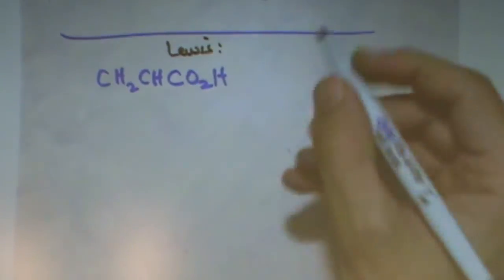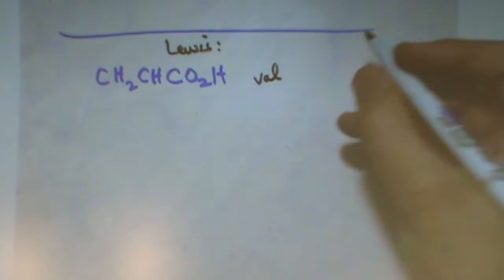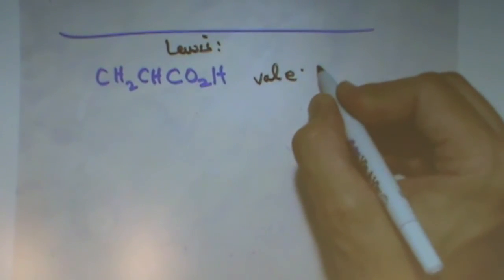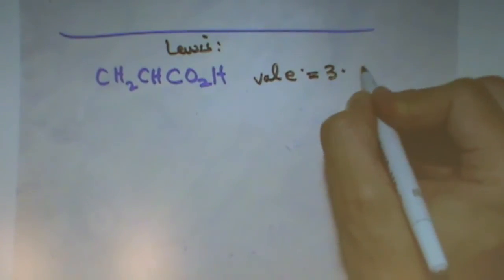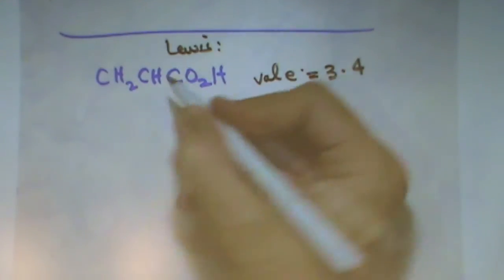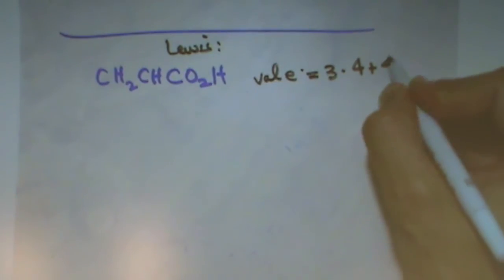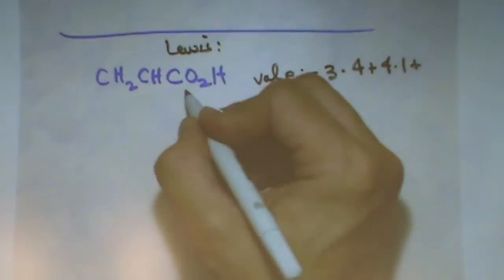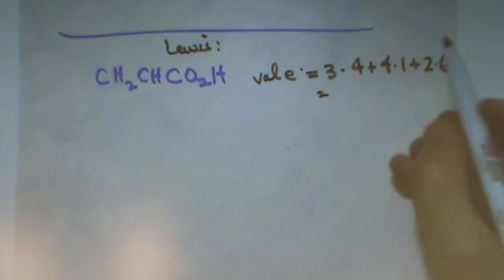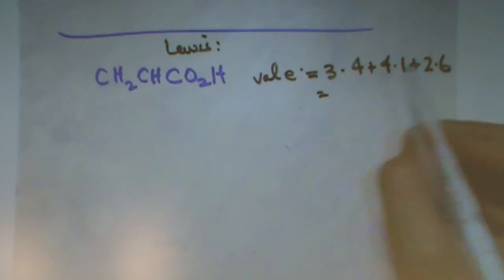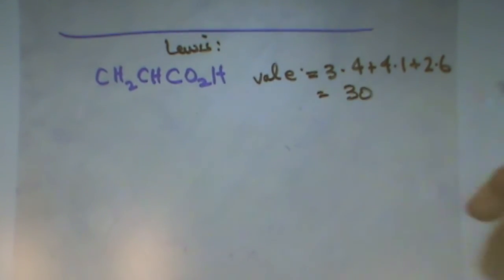Okay? So two methods to get to the same answer. Again, I want the Lewis structure. So, valence electrons. There are, how many carbons? 3 carbons in column 4. There's 1, 2, 3, 4 hydrogens in column 1. And then there's 2 oxygens. I think I got everything. So that's 12 plus 12 plus 4, 30.